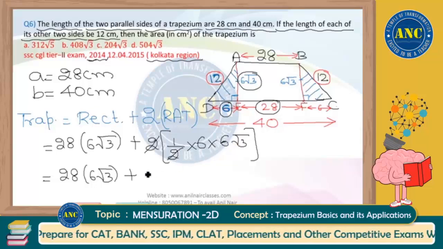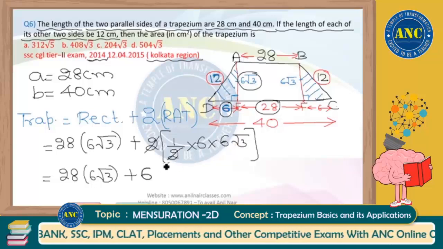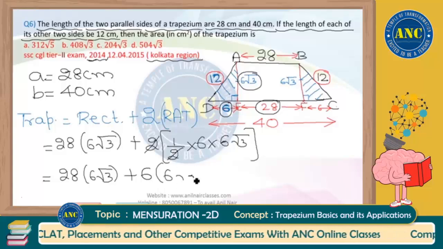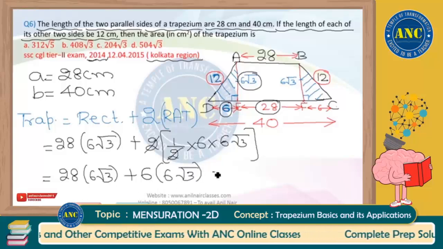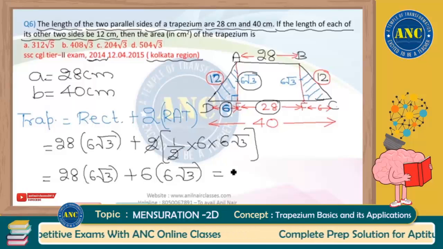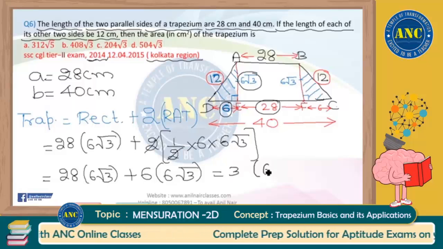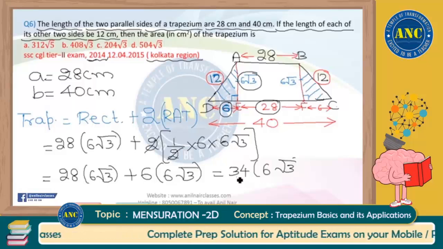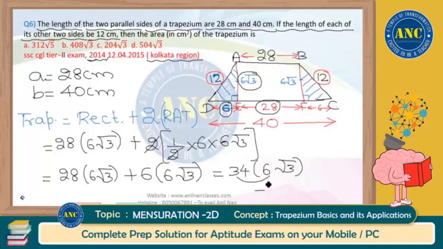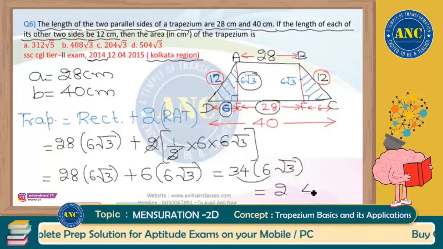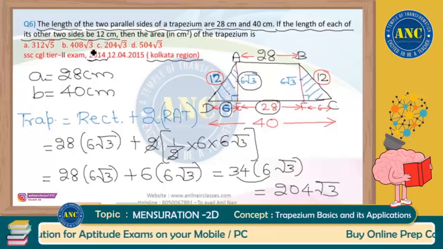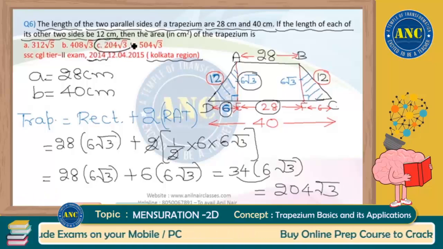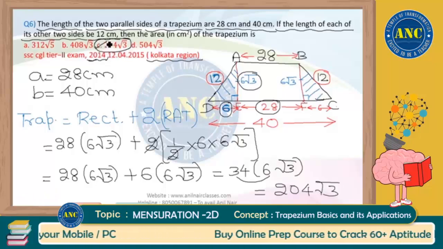36 into root 3, or I can say it is 6 into 6 root 3. So this becomes 28 plus 6, which is 34, into 6 root 3. 34 into 6 is nothing but 204. The final answer for this question is 204 root 3, which is option C.